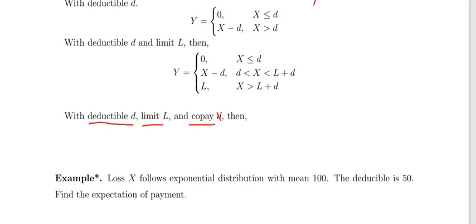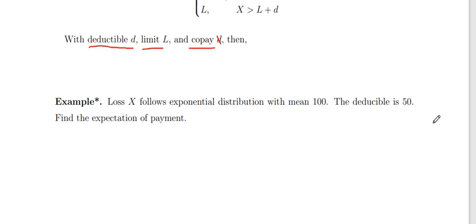The limit is the amount above which they pay at most, right? Yeah. So those are typical examples. For example, a loss follows an exponential distribution, the deductible is 50, then find the expectation of the payment.